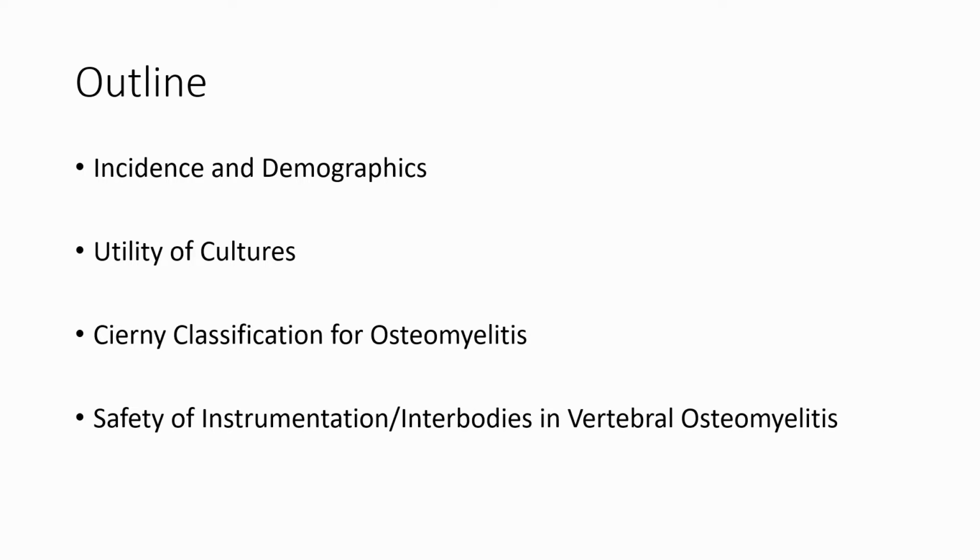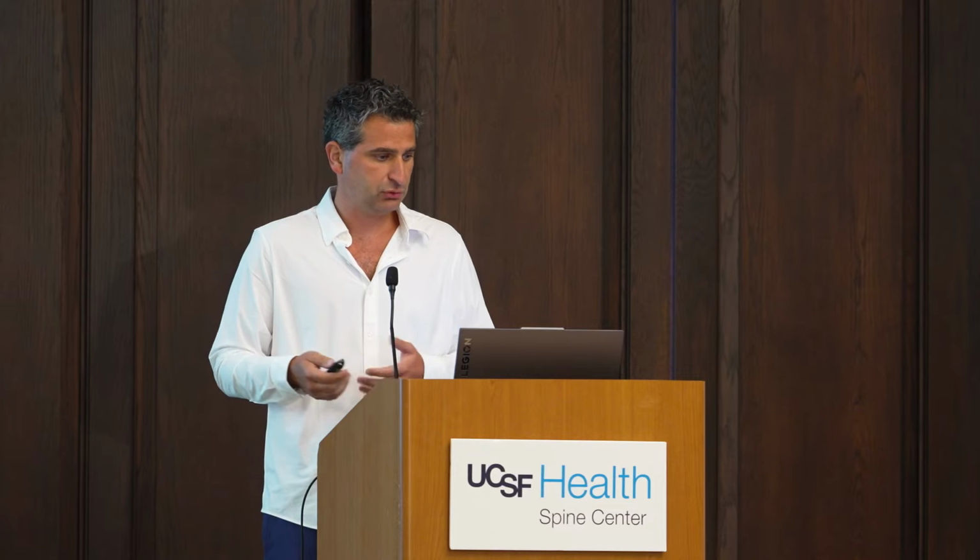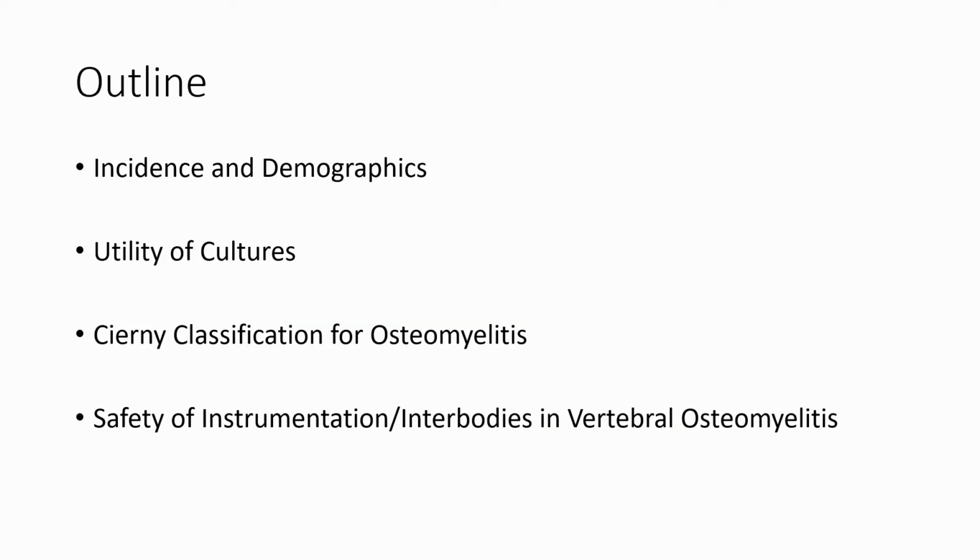So in terms of the outline, we'll start with the incidence and demographics. We've noticed that osteomyelitis of the vertebrae has increased as time has gone on. We'll go over factors towards that. We'll go over utility of cultures in terms of blood cultures, urine cultures, and when do you have to do a biopsy? Do you have to do a biopsy if you have positive cultures?